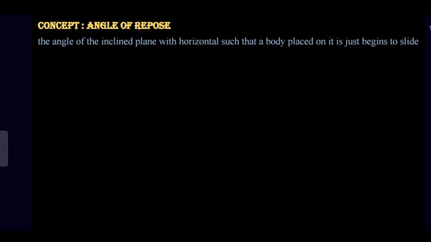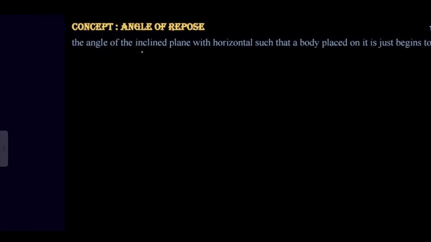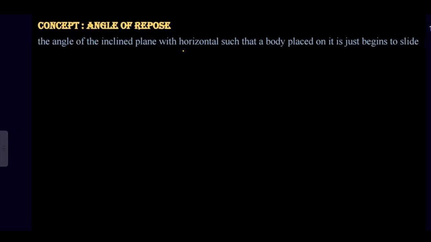Okay, so when this is the angle, in this case, the body is at rest only, isn't it? Now, if I slowly increase the angle, see what happens now? It is sliding down or not? That angle is called the angle of repose. The angle of the inclined plane with the horizontal, such that a body placed on it just begins to slide. At some angle, the body just starts to slide. That angle is called the angle of repose.